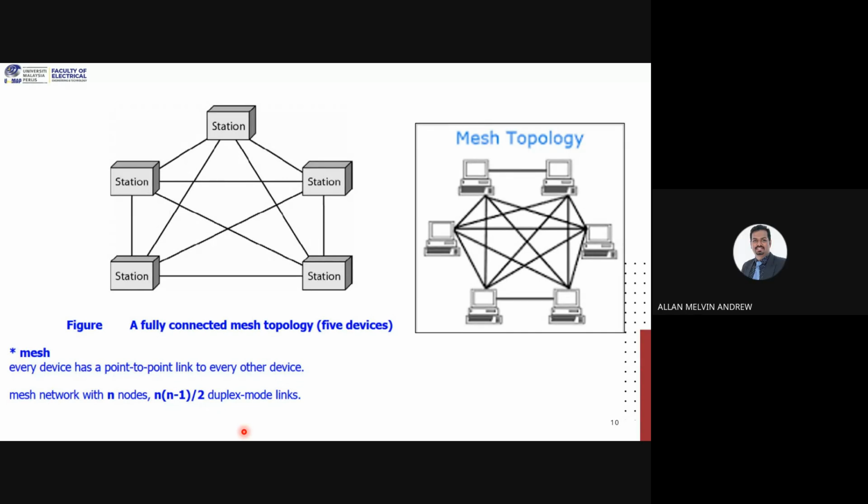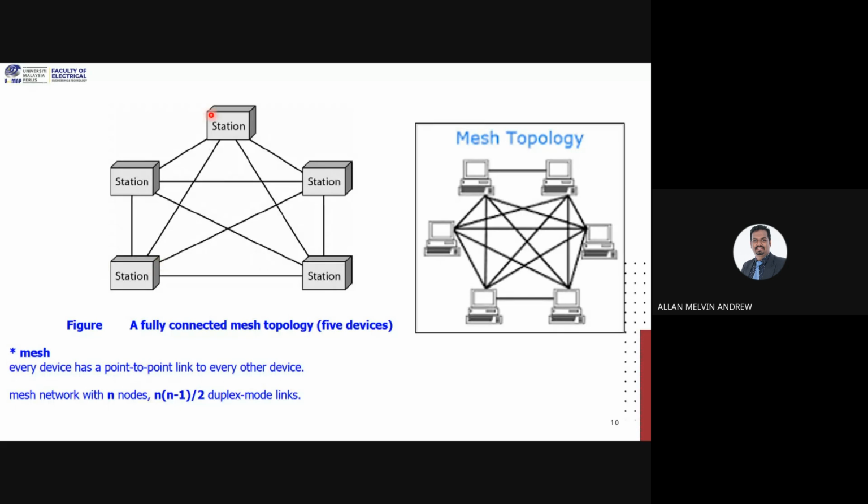10. So 5 times, 5 minus 1 is 4. So 5 times 4 is 20. 20 divided by 2. So you can see, let's say from this station 1, 2, 3, 4. From this station, you cannot count this already. So you need to count fresh.